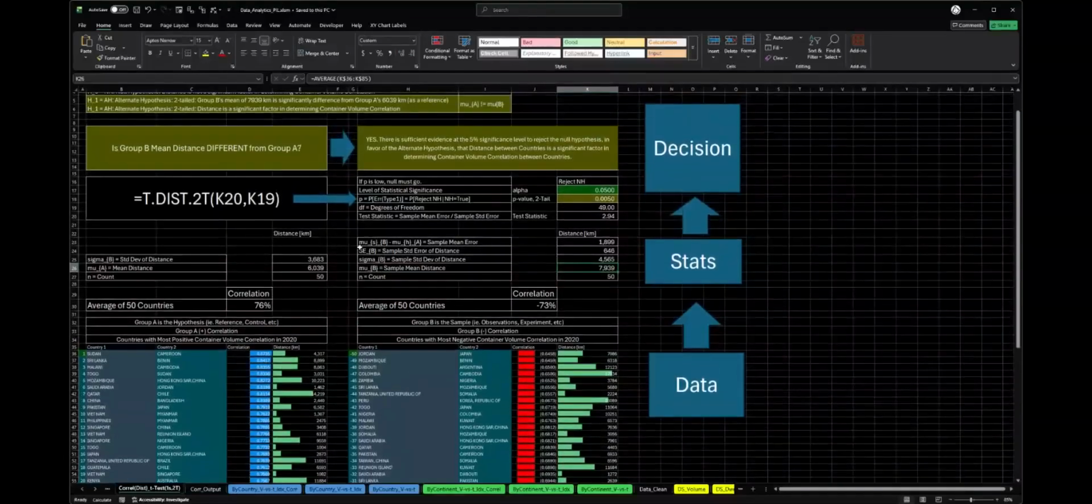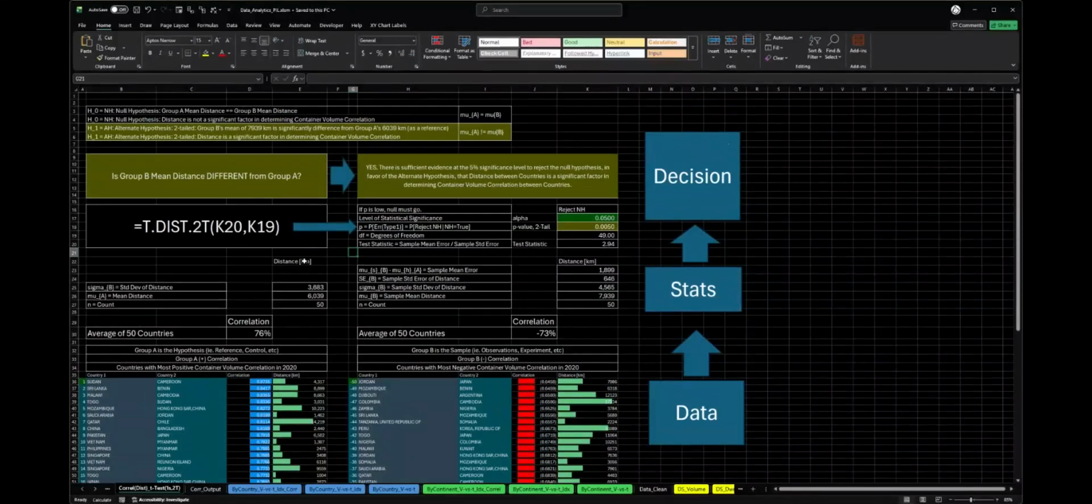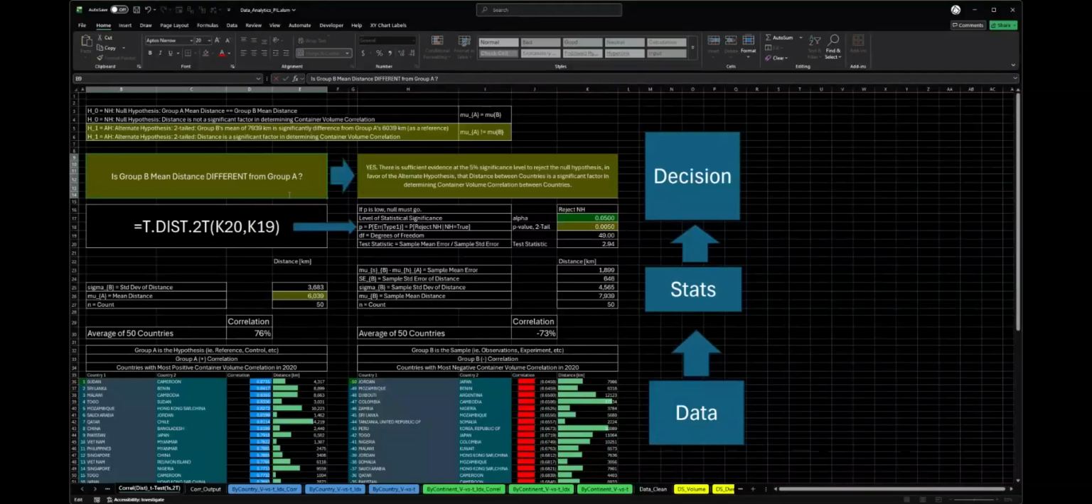So it kind of makes sense, but just to formalize it with the t-test, we asked the question, where you are using just this number here, the group A's mean as a reference, and we're doing the one sample using group B. So is the group B mean distance different from group A mean distance, right?